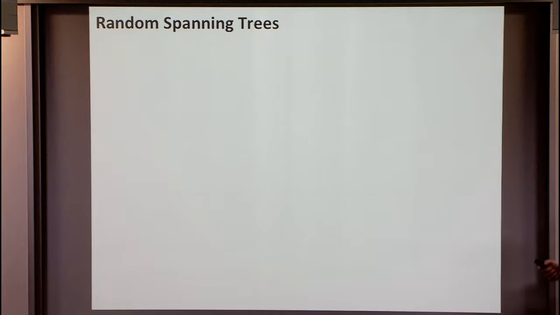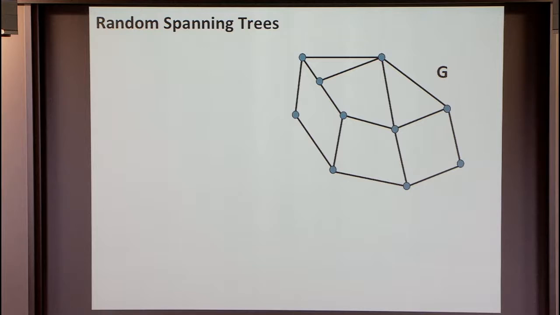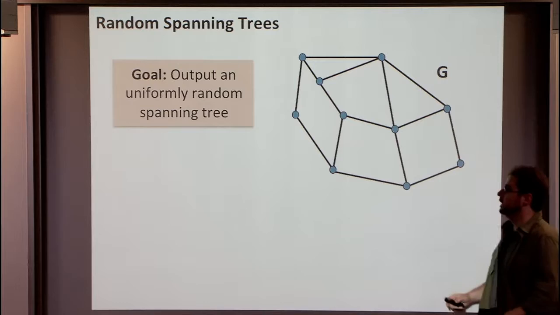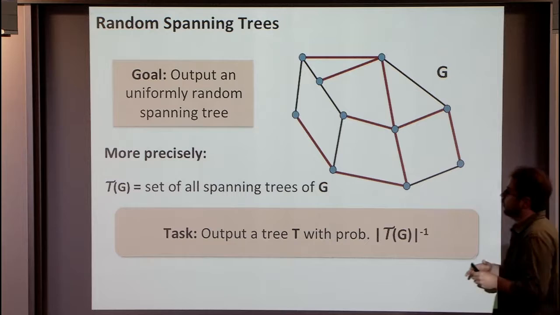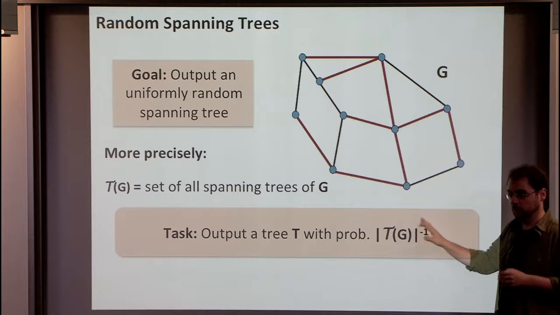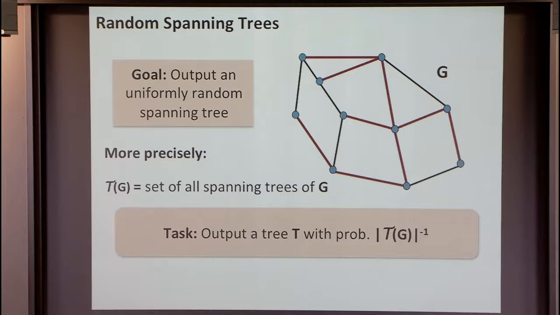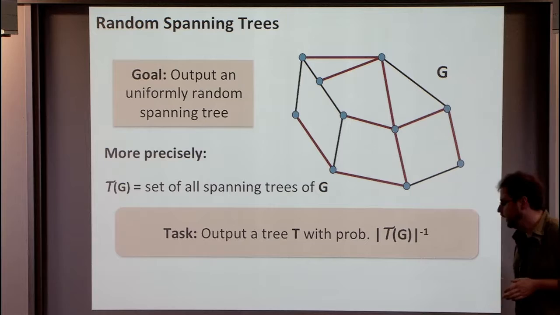So what is a random spanning tree and what is the problem that we want to face here? In this problem we are given an undirected graph, and our goal is to simply output a uniform random spanning tree. Essentially, T(G) is the set of all the spanning trees of G. Here are some examples. What you want is to output a given spanning tree with probability 1 over the number of all the trees. Essentially, you just want to sample a uniformly random object from the set of spanning trees of the graph.